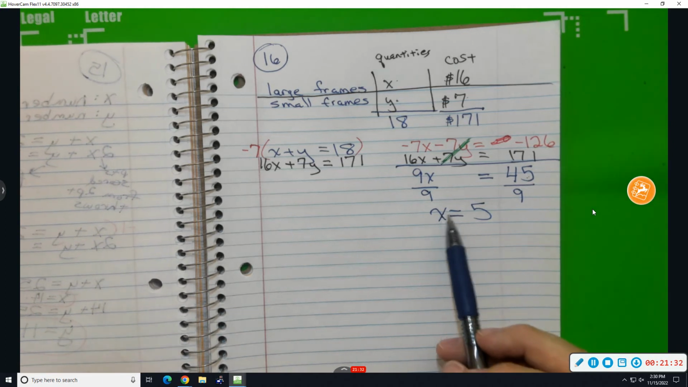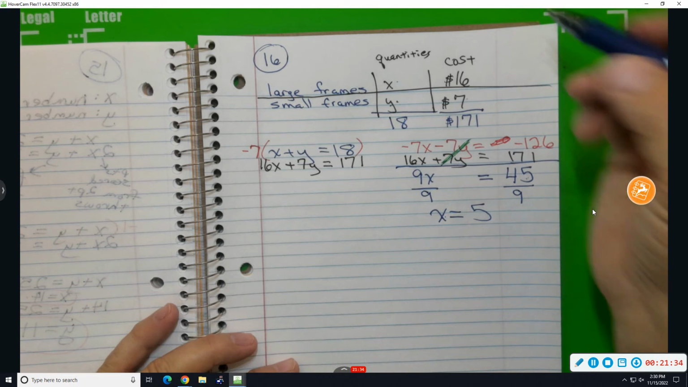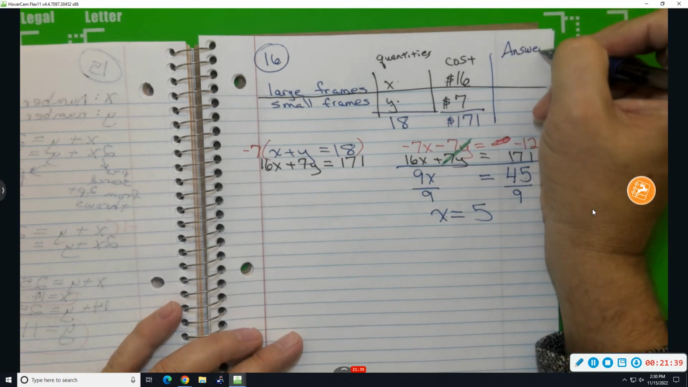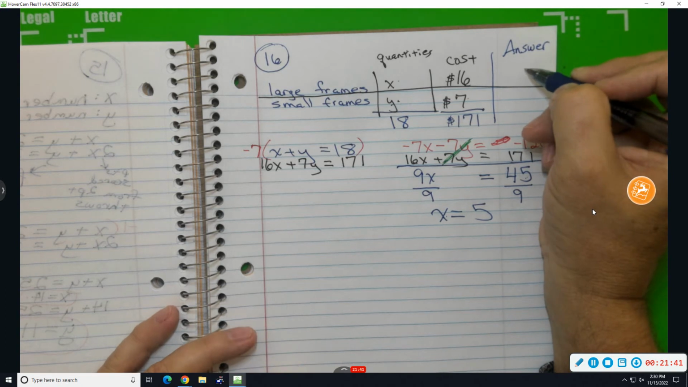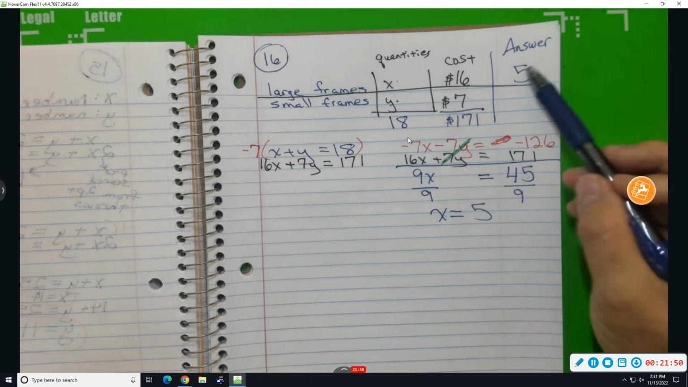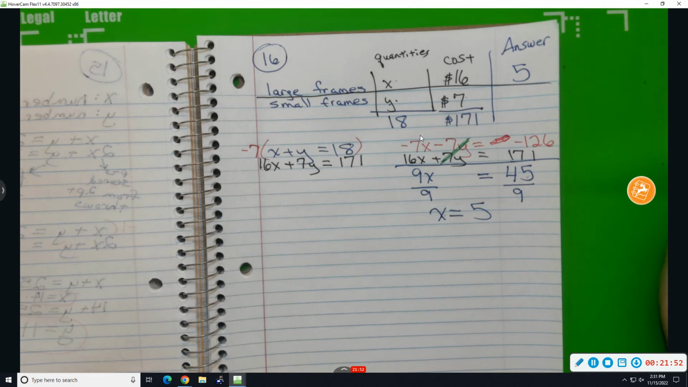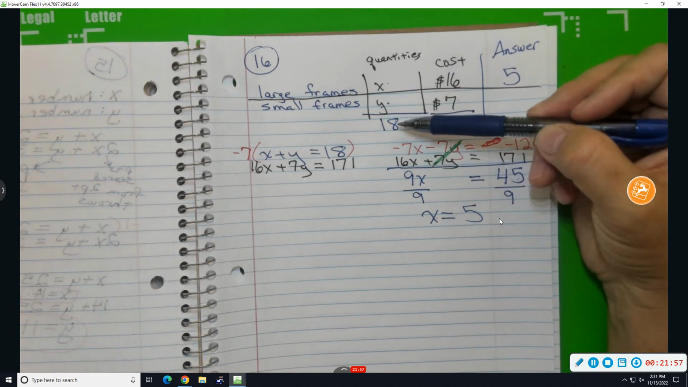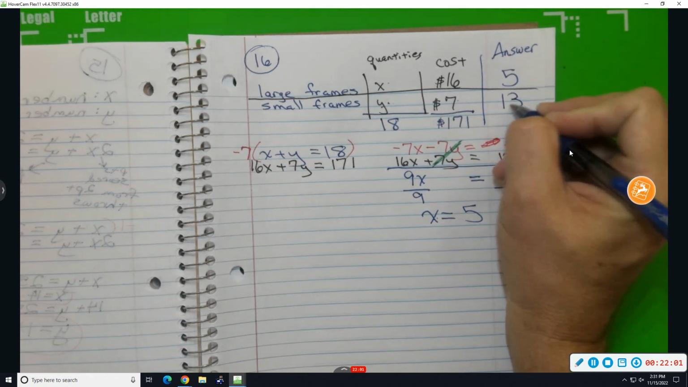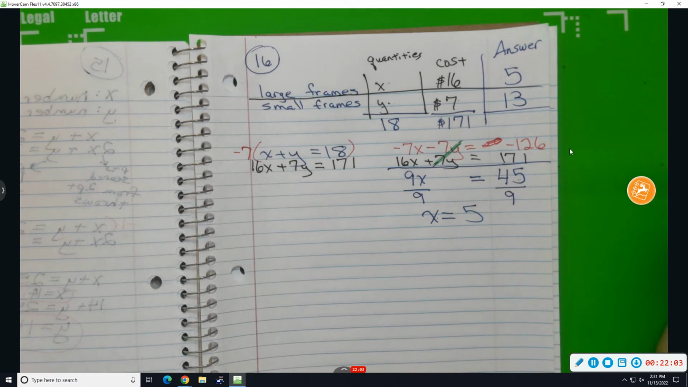Okay, so this woman bought... Answer column. Okay, I'll put an answer column here. We'll put, she bought 5 large frames. And because we already know that she bought 5 large frames, we can subtract 5 from the total of 18 to say that she bought 13 small frames. You can just think your way through it. 5 plus what gives you 18? 18 minus 5 gives you 13. So she bought 13 small frames.